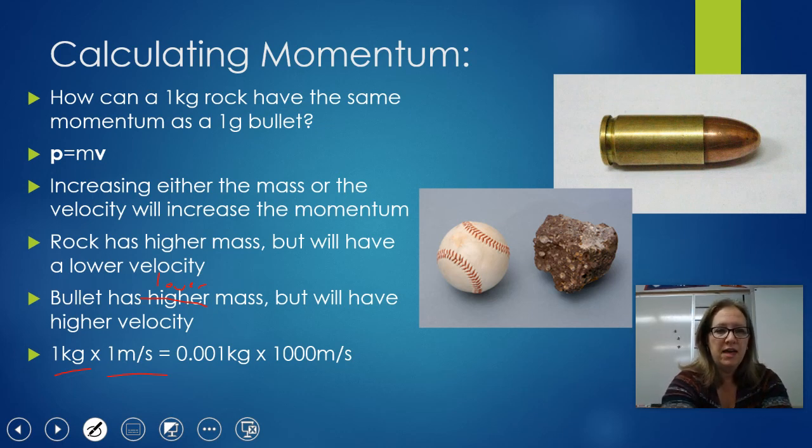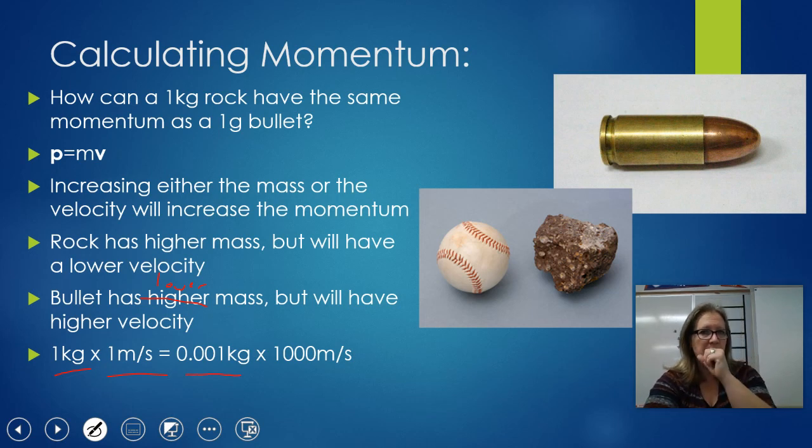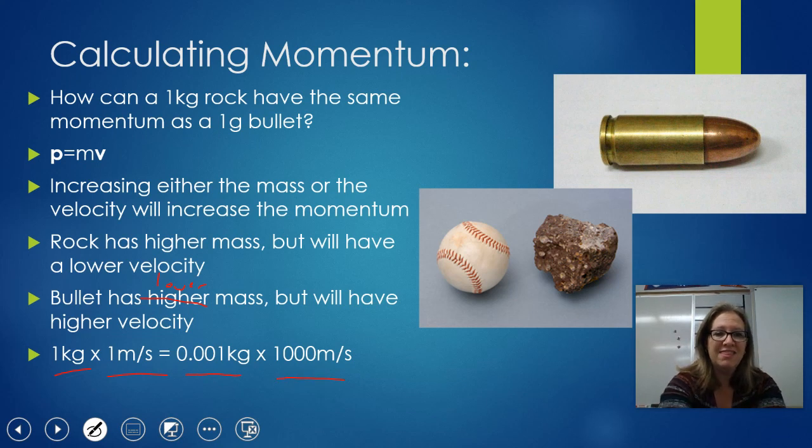If I have a 1 gram bullet, I have to use the same labels here. So I've converted that 1 gram into 1,000th of a kilogram. That's the same thing. But it's moving at 1,000 meters per second. These things are actually equal to each other. If I multiply 0.001 times 1,000, it gives me 1. It gives me 1 kilogram per meter per second. 1 kilogram times 1 meter per second is 1 kilogram per meter per second, okay?